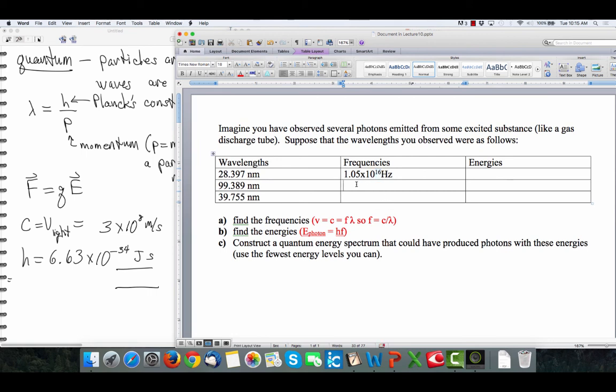Next one I got 3.018 times 10 to the 15th. Let's call that 3.02 times 10 to the 15th. Okay. And last one? Also I got 7.55 times 10 to the 15th. Everybody okay with those?